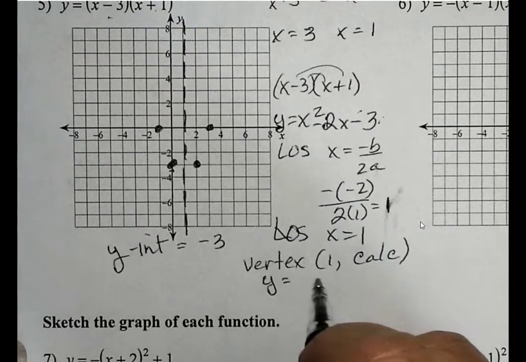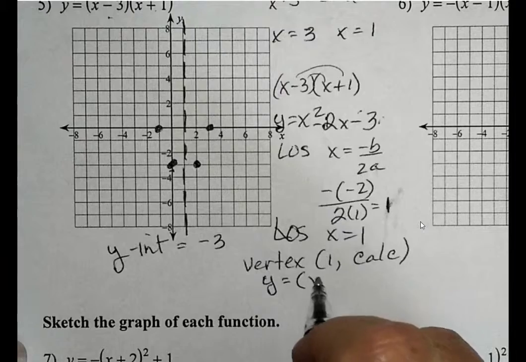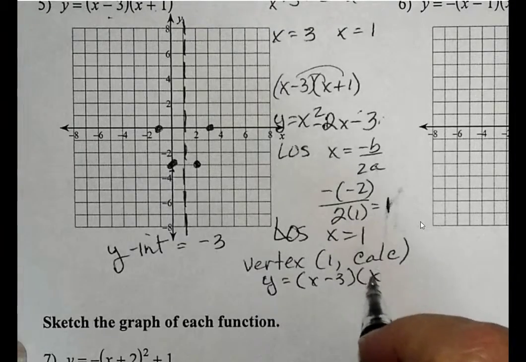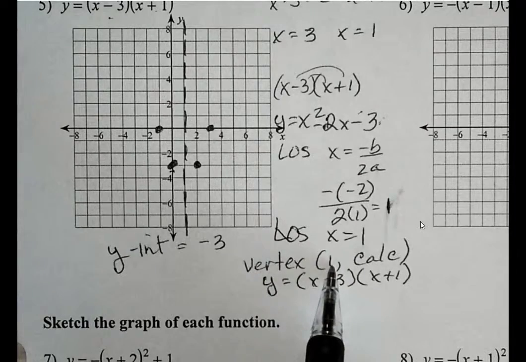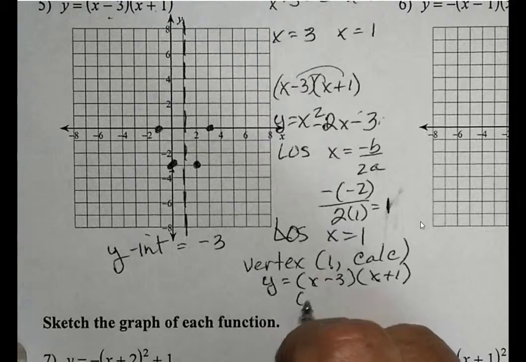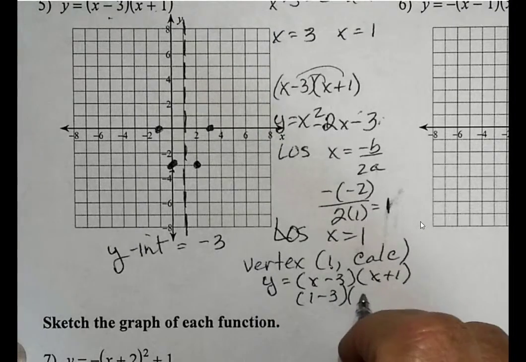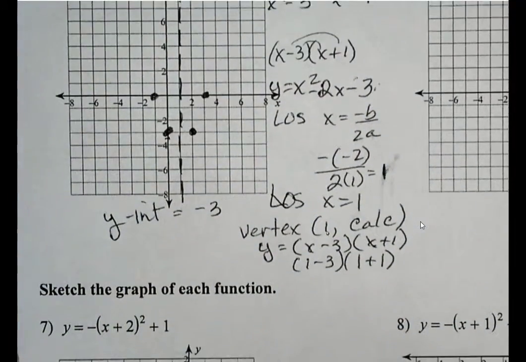So what I could take is this, x minus 3 times x plus 1. I know that my input is going to be 1, so I can substitute that in for the x and figure out what y is. It's a little bit different way than I showed in class. Hopefully it's a little easier.